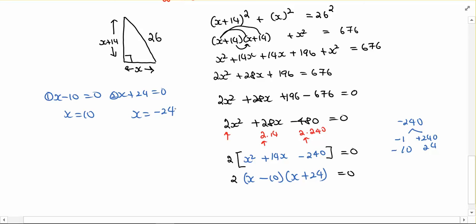Now, do these answers make sense in the context of the problem? Again, the negative answer doesn't make sense. Now, that's not always the case. Be careful. Don't just assume the negative answer doesn't make sense always. But just in this problem, the negative answer doesn't make sense. So what are the lengths of this triangle? One is 10. So the triangle sides are 10, 24, and 26.